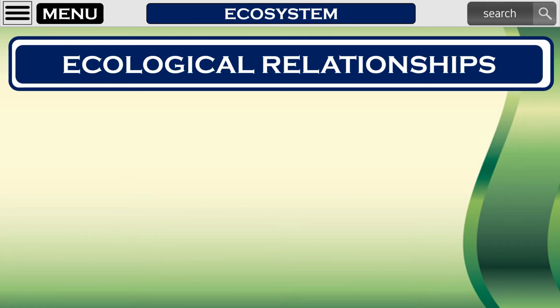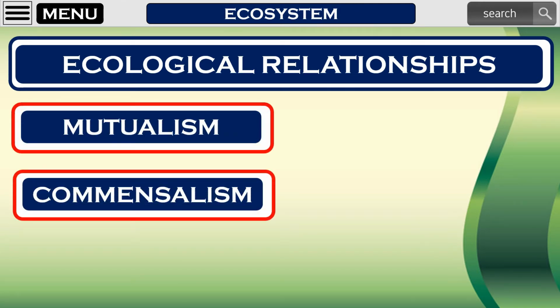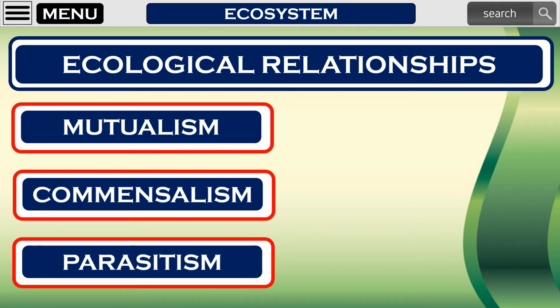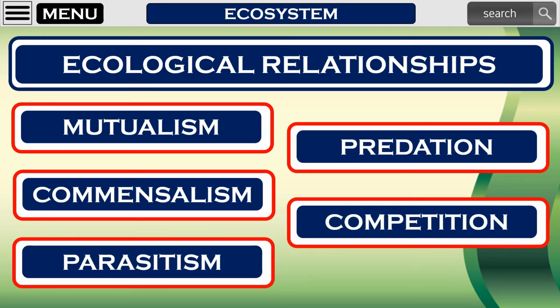There are 5 types of ecological relationships that exist in an ecosystem, namely mutualism, commensalism, parasitism, predation, and competition. Let us start first with mutualism.